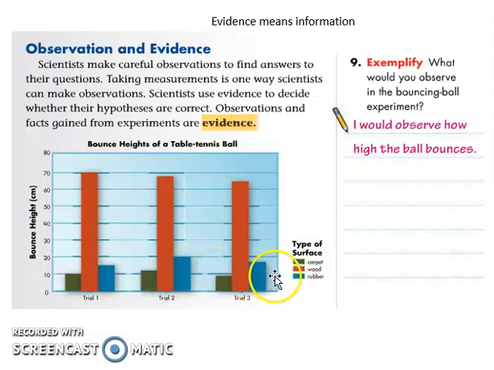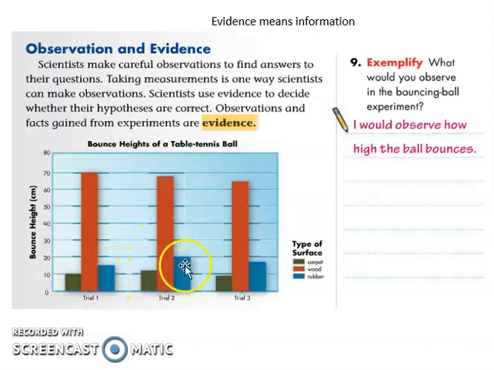So what can we conclude? What would you observe in the bouncing ball experiment? I would observe how high the ball bounces. So what will be the highest in this? The ball bounces higher on the wooden surface. Because if you observe in test number 1, the highest is the wooden surface. Same here, the wooden surface. Same here. And then the lowest here is the carpet.